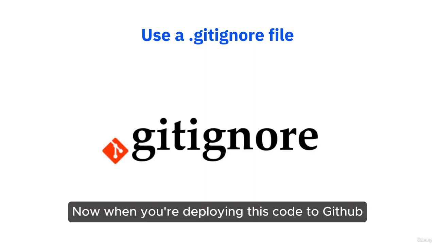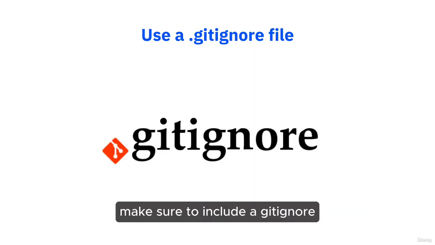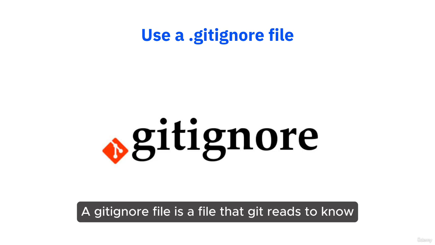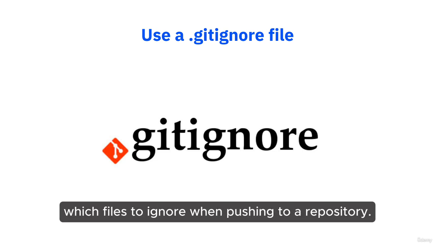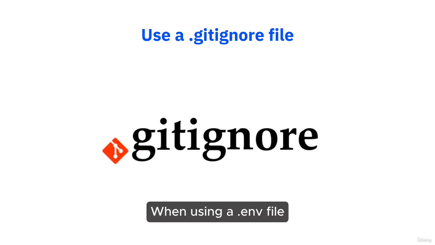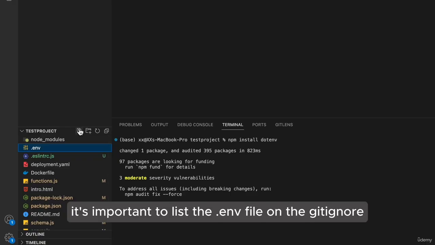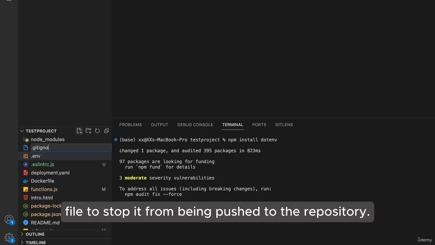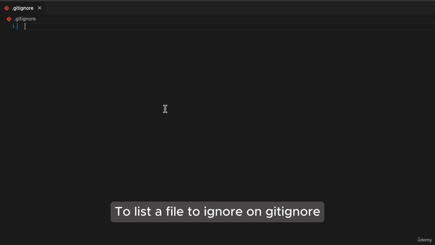Now, when you're deploying this code to GitHub, make sure to include a .gitignore file with the .env file listed on it. A .gitignore file is a file that Git reads to know which files to ignore when pushing to a repository. When using a .env file, it's important to list the .env file on the .gitignore file to stop it from being pushed to the repository. To list a file to ignore on .gitignore, just add its file name on one line.